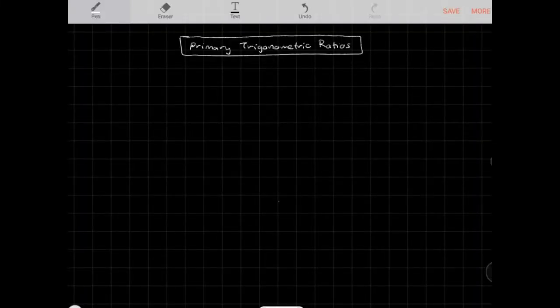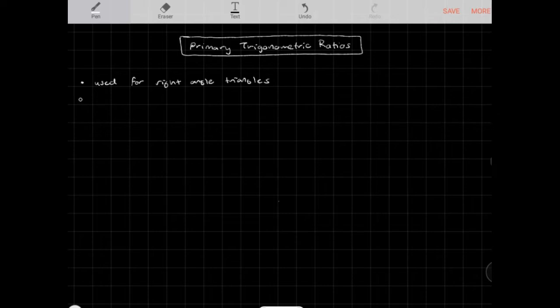So we know that trigonometry is the study of triangles, and when we're looking at these primary trigonometric ratios, we're going to be specifically looking at right angle triangles, right? These are only used for right angle triangles, and these ratios can help us look at the relationship between an angle, a reference angle, and its particular side length in a triangle, right?